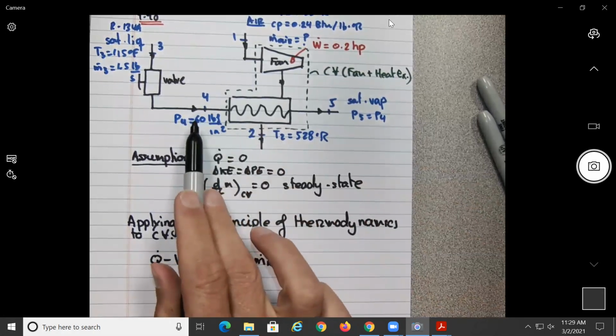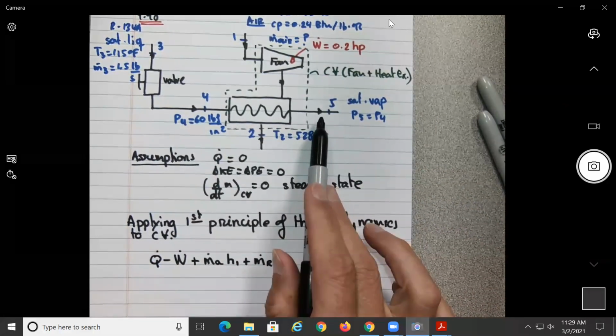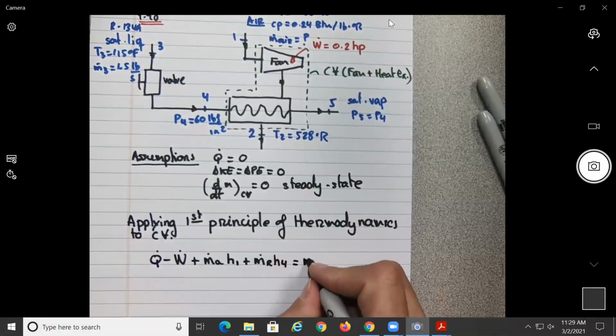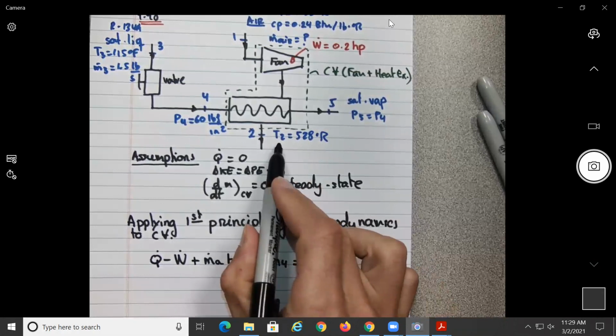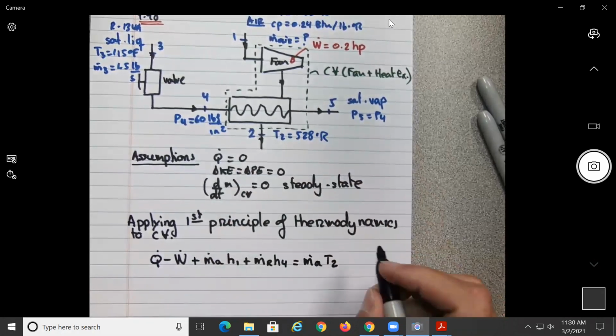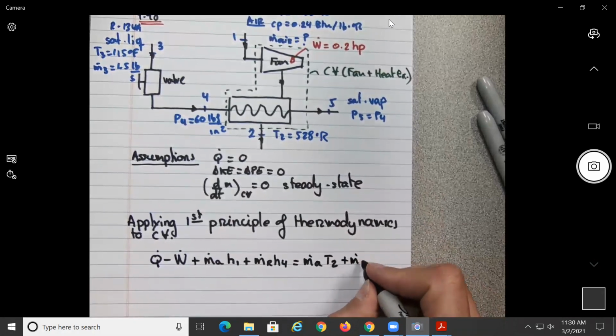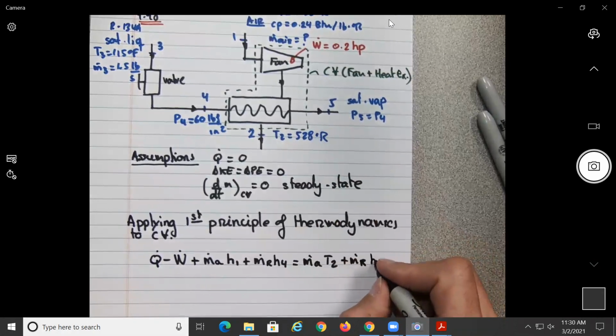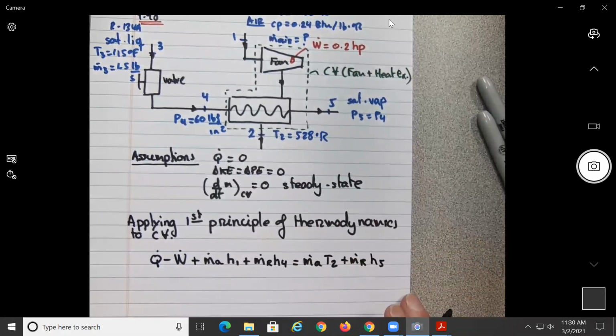Is it anything else coming in? Doesn't look like, no? Now there's two things coming out. So this should be equal to M dot of air H2 plus mass of refrigerant H5.